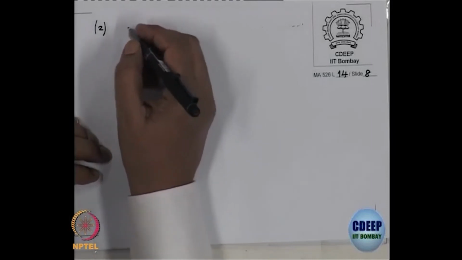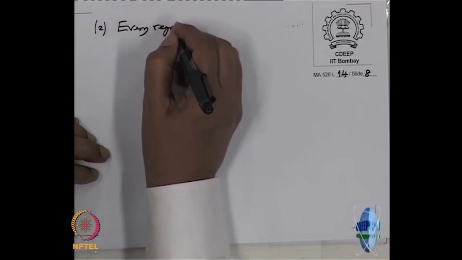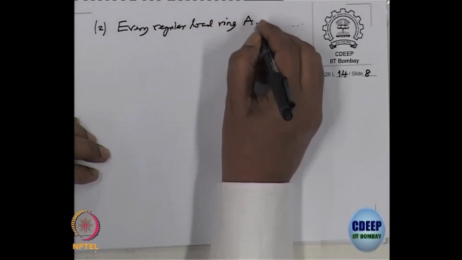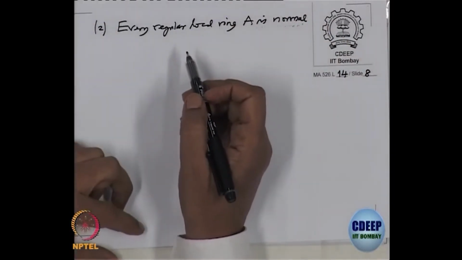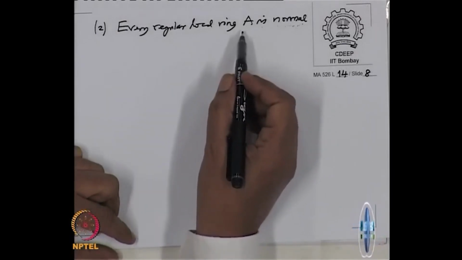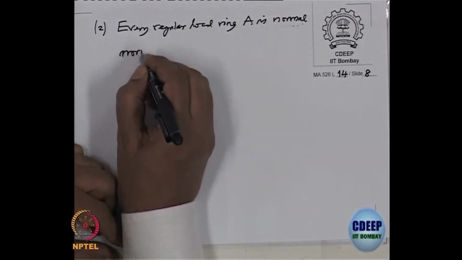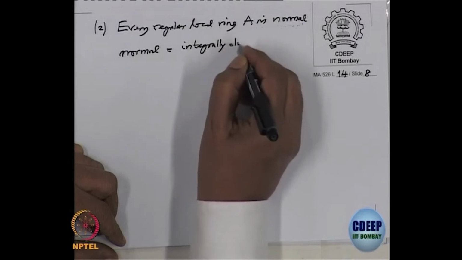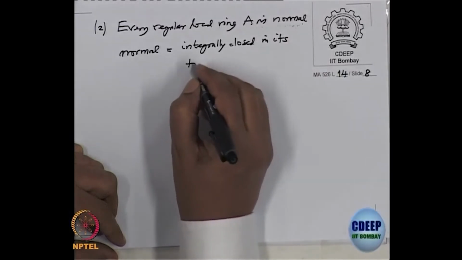The second part is that every regular local ring is normal. A is normal. So, we have seen in part 1 it is an integral domain. So, when you say a ring is normal, it is a domain. So, normal means, recall that normal means integrally closed in its quotient field, or more generally, its total quotient ring.